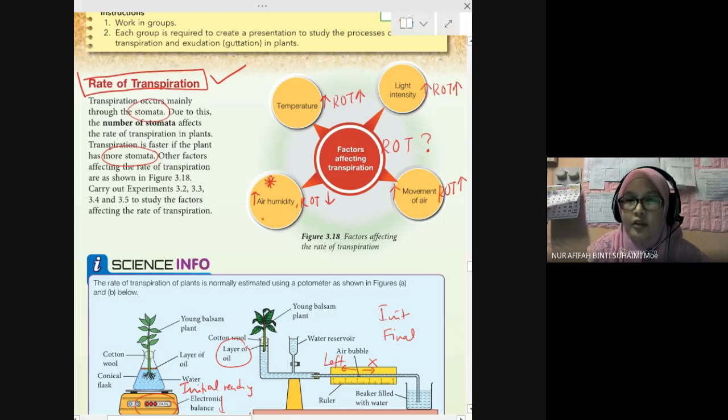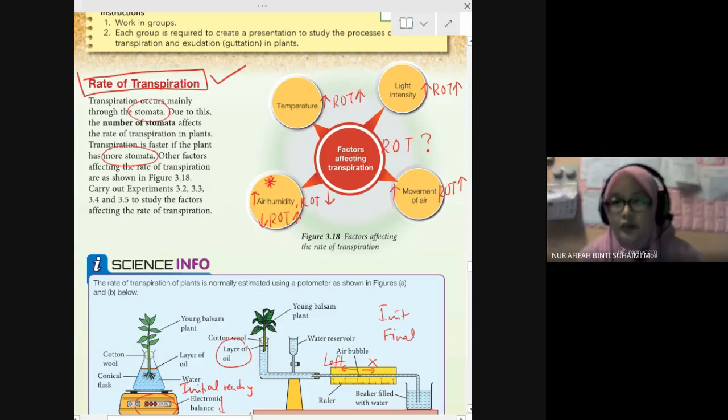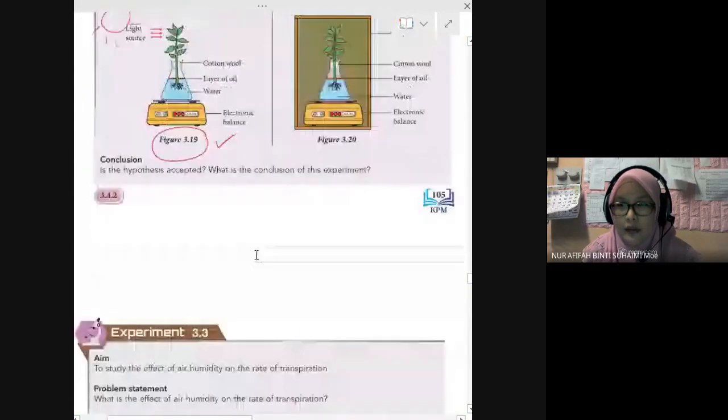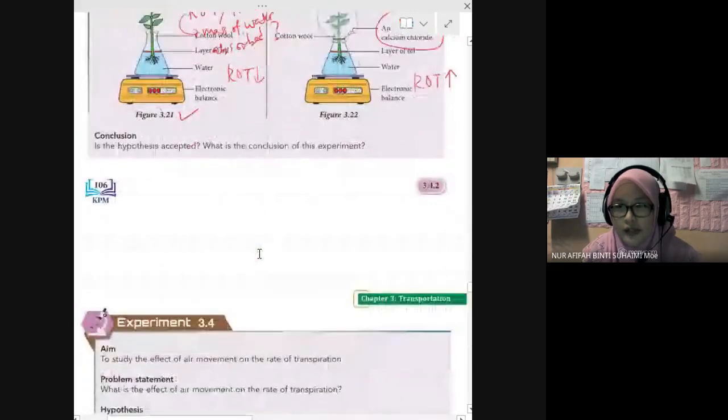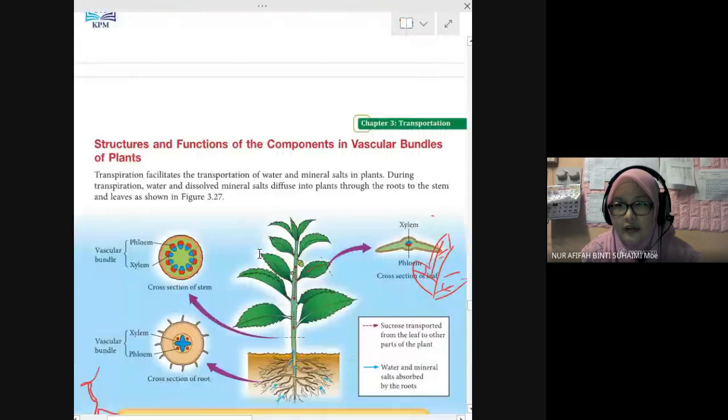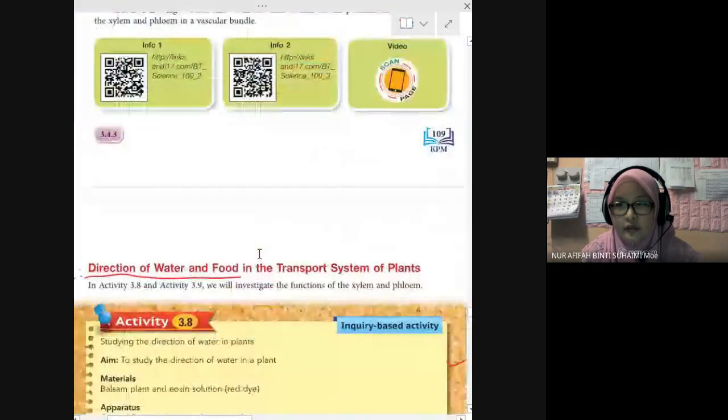But for air humidity, increase, decrease. Or if air humidity decrease, rate of transpiration will increase. Its surrounding already has air, so rate of transpiration becomes slower. Understand? Those are the factors that affect the rate of transpiration.